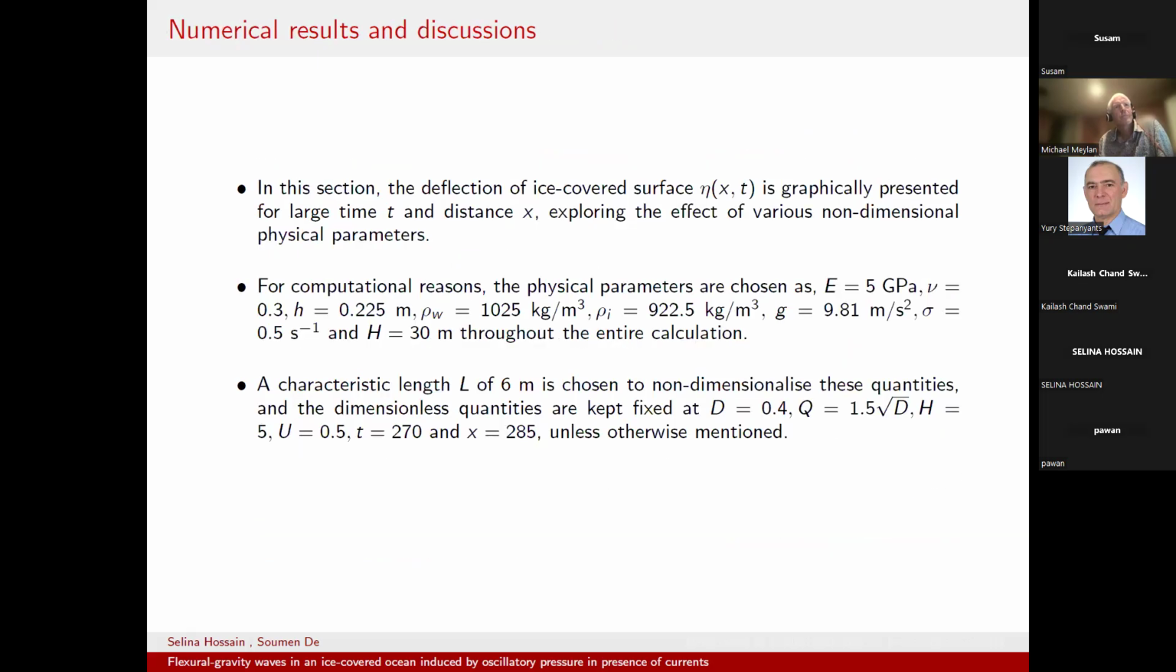Numerical results and discussion. In this section, we have graphically obtained the deflection of the ice-covered surface for large time t and distance x for different non-dimensional parameters. For computational purposes, we have chosen the following parameters, and the non-dimensional parameters are fixed at this point.